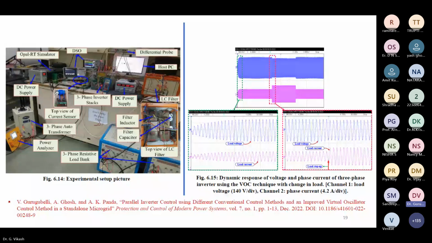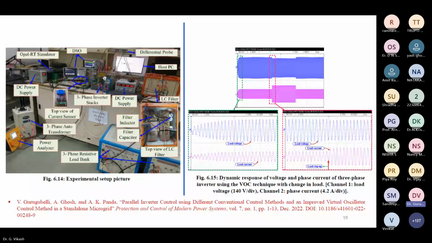This is the top view of my current sensor. The current sensor also requires a plus or minus 15 volt supply, so for that you need to design a plus or minus 15 volt supply. I have used a three-phase resistive load bank, which is readily available in our lab. And this is a three-phase auto transformer, or three-phase variac, to set my DC supply to the inverter.